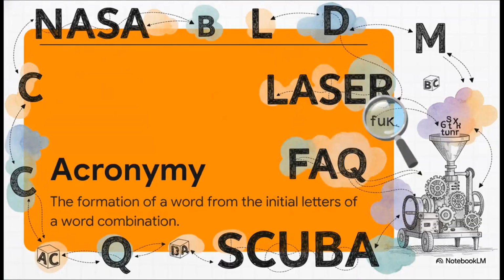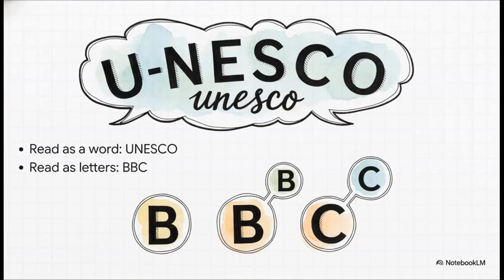And of course, we have acronyms. You see these literally everywhere. You're basically just building a new, punchy word from the first letters of a much longer phrase. And what's cool is there are two main ways we use them. Some, like UNESCO, we pronounce as a whole word. But others, like the BBC, we spell out, letter by letter.